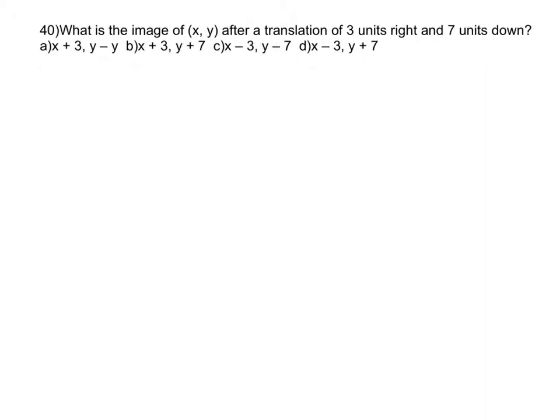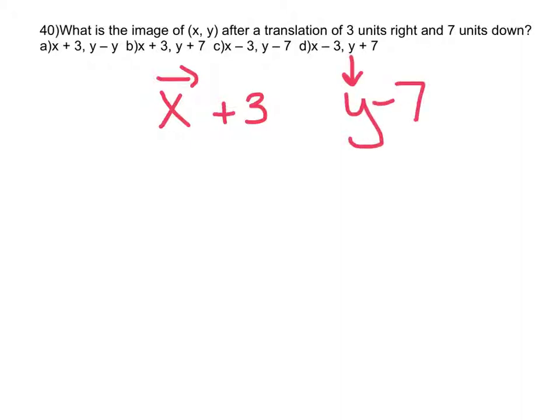Here it says, what is the image of (x, y) after a translation of 3 units right and 7 units down? So what we need to take a look at here is we're going to take our x and shift it 3 spots right. So that's x plus 3. And then if we take 7 units down, that's taking our y and going down 7 units, so that's minus 7. So taking a look at your options, x plus 3 and y minus 7. I think there's a typo on our paper here, but this one should say a 7, so that does give us option A.